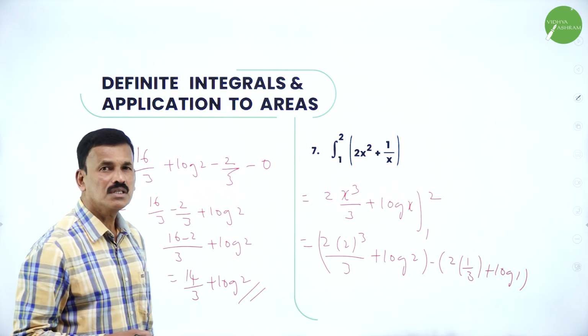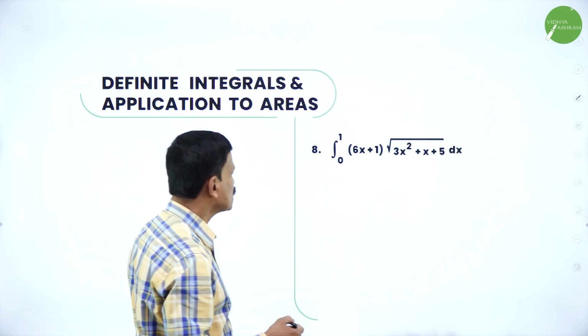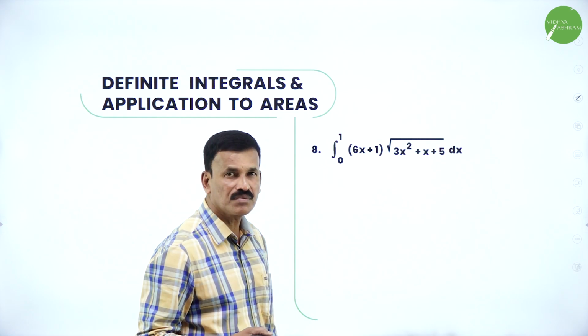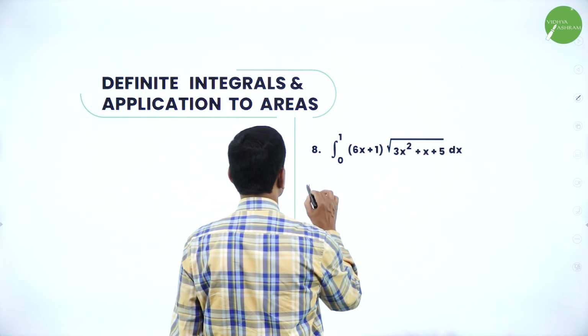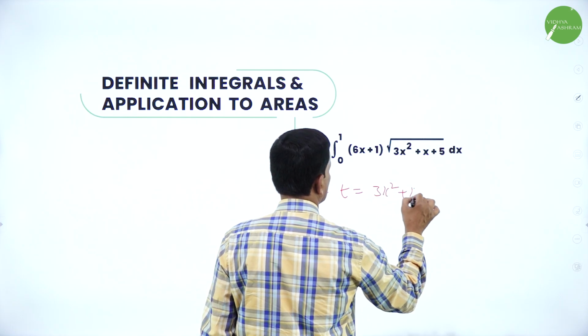Okay. Now move on to the next problem. Integral 0 to 1 of (6x plus 1) into root of (3x square plus x plus 5) dx. So this can be done by the method of substitution. Put t equal to the expression inside the root, that is 3x square plus x plus 5.